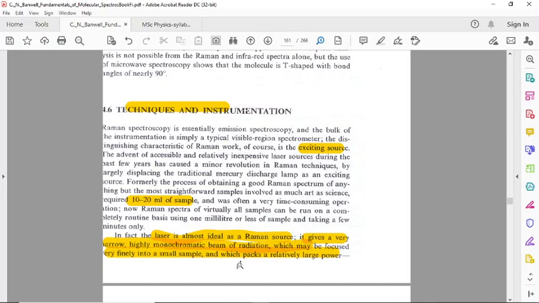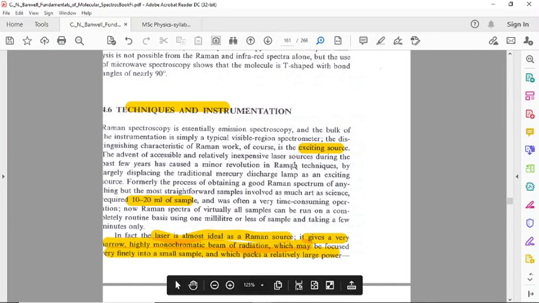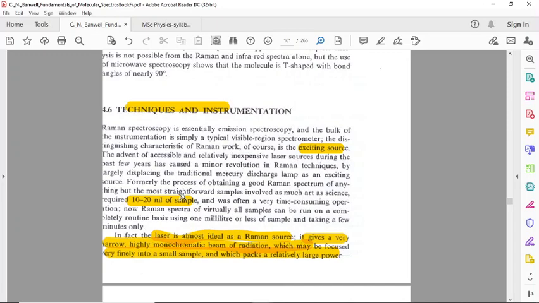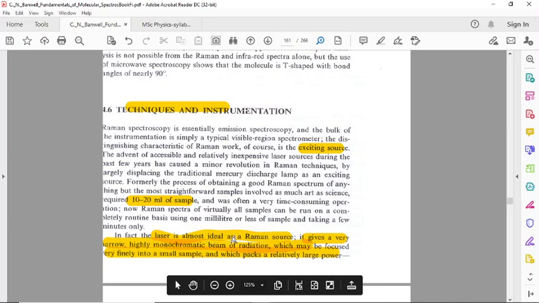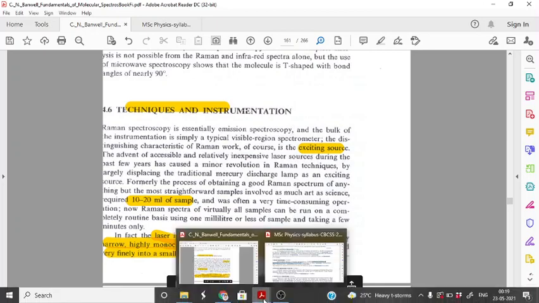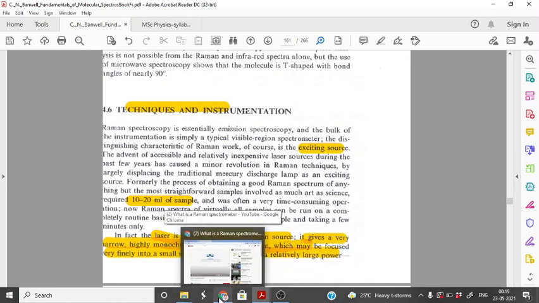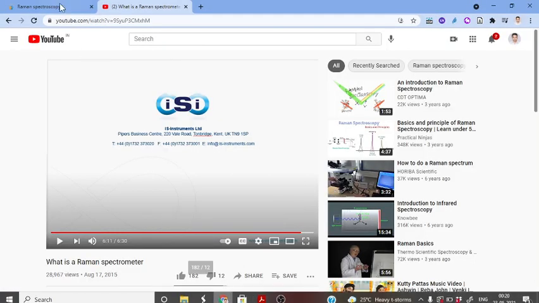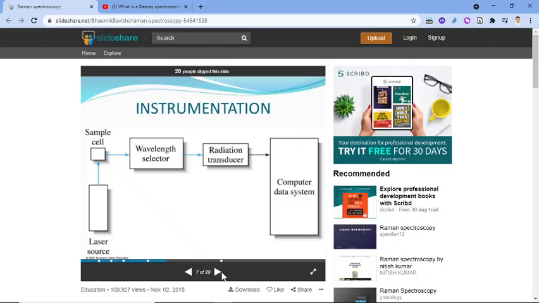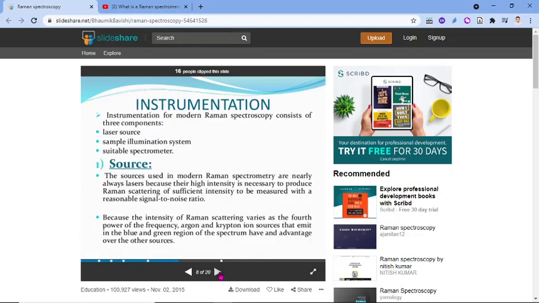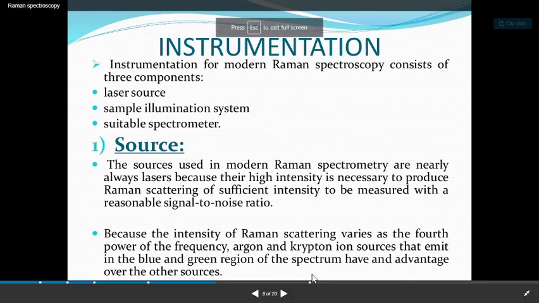Then there is a source and we will have a liquid or powder sample. Then the laser is almost ideal as a Raman source. Laser source, sample illumination system, spectrometer.